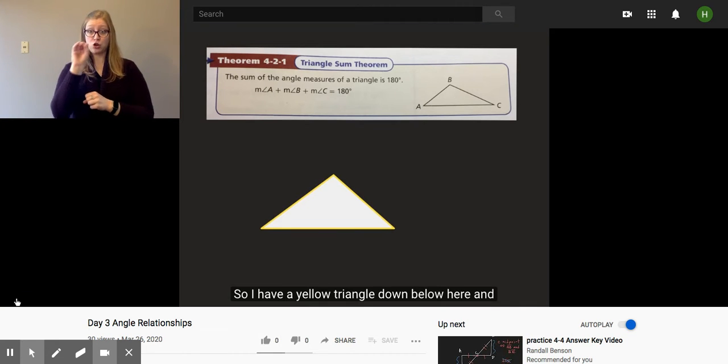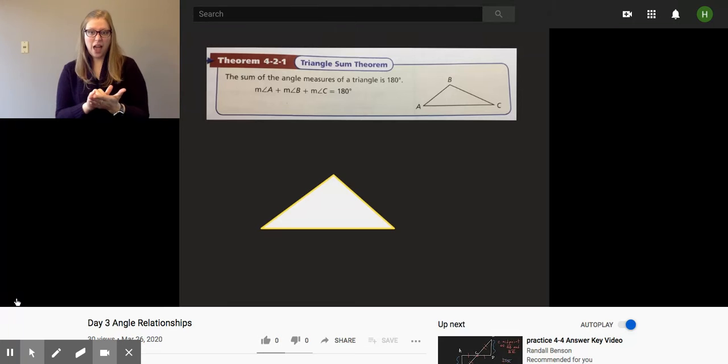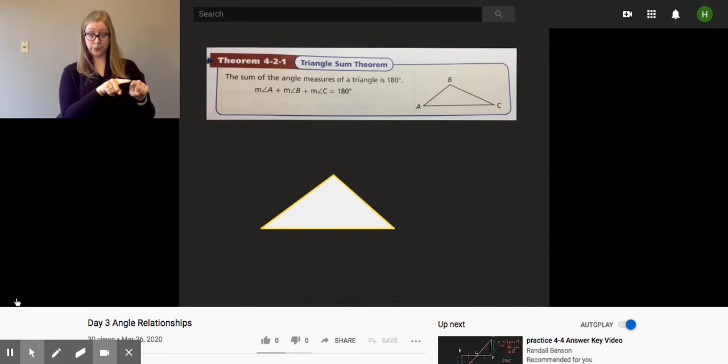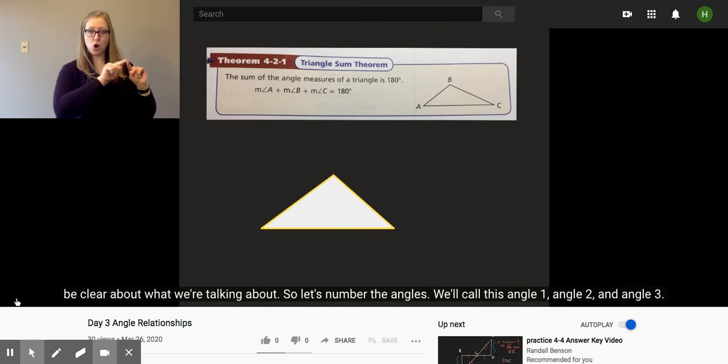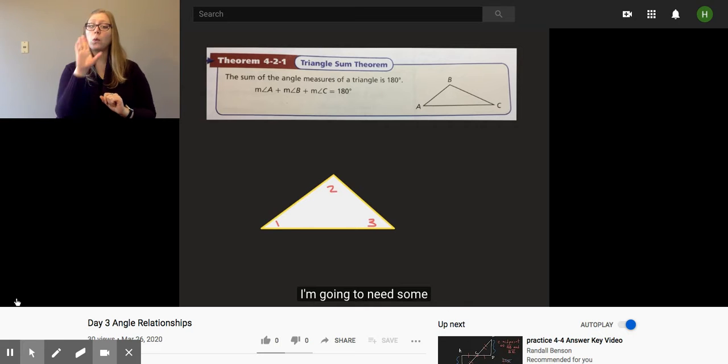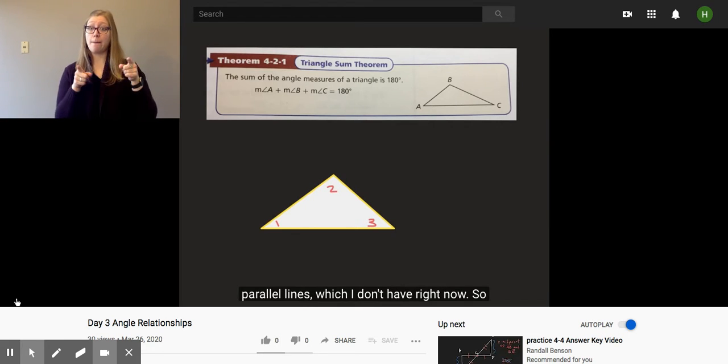So I have a yellow triangle down below here, and we're going to number the angles so that we can be clear about what we're talking about. We'll call this angle 1, angle 2, and angle 3. And I'm going to need some parallel lines, which I don't have right now. So let's go ahead and add some lines that are parallel.